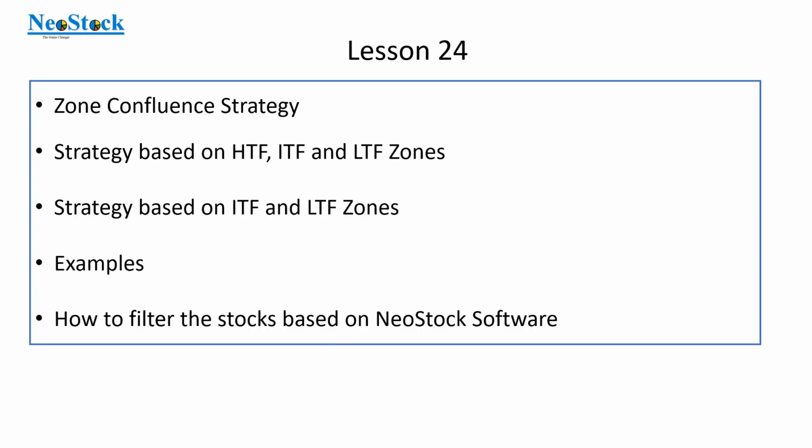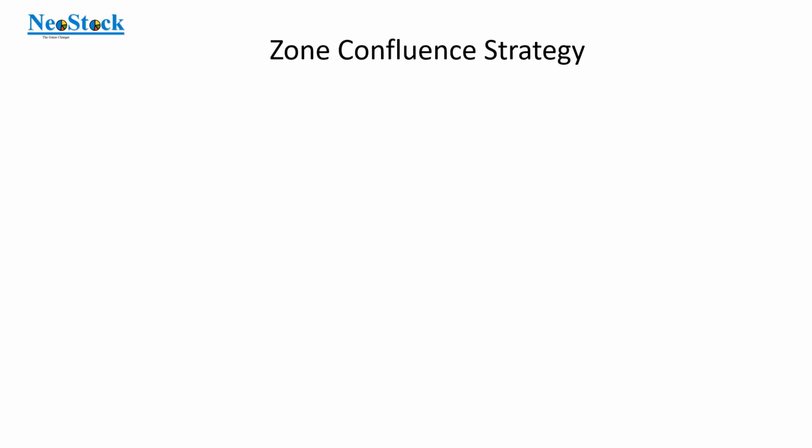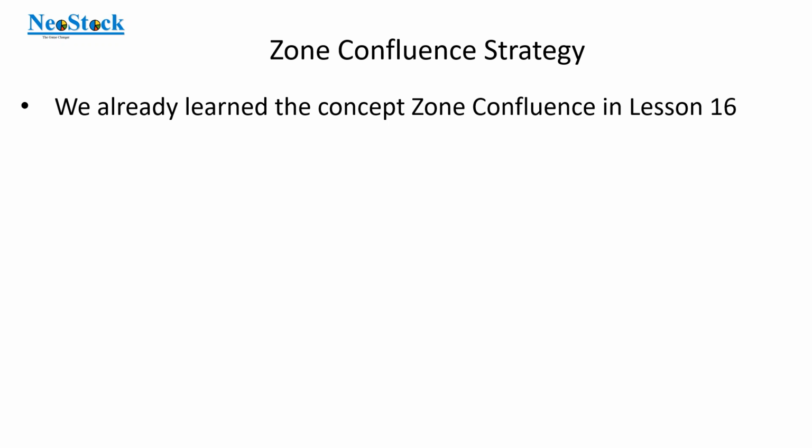Now let's get into lesson number 24. It is about zone confluence strategy. We already learned the concept of zone confluence in lesson 16, so I'm not getting into those details. You need to complete that lesson. But you know, when a lower time frame zone is overlapped with a higher time frame zone, that is called zone confluence. That is what you learned in detail with examples.